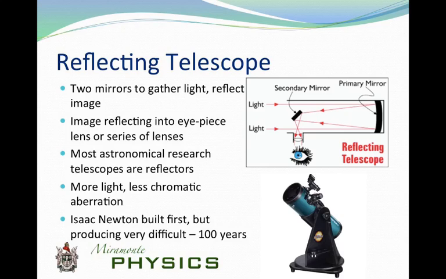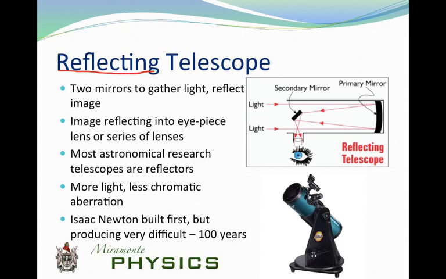Okay, so let's look now at a reflecting telescope. Reflecting. The other one was a refracting. It was long and narrow, had two lenses. This is a reflecting telescope. This one is actually much more common, especially in large observatories. The idea is you're going to use mirrors to gather light and then reflect it to form an image.